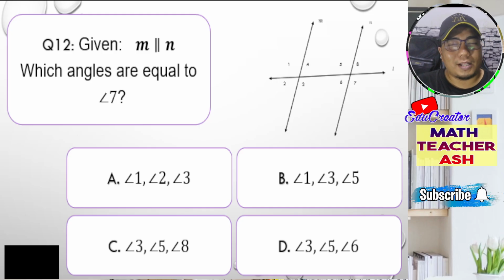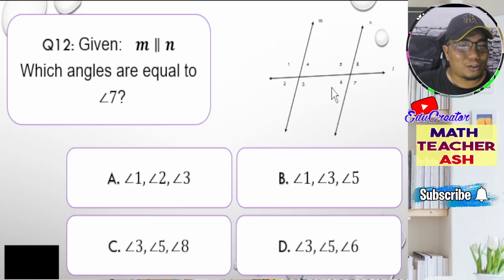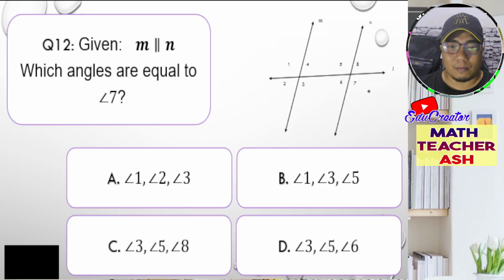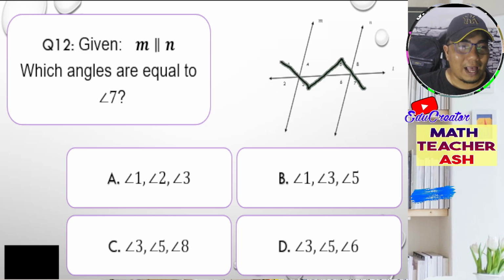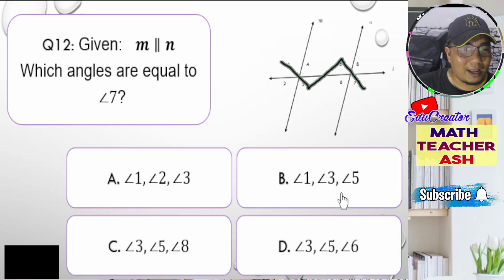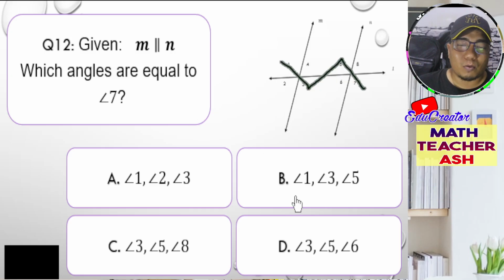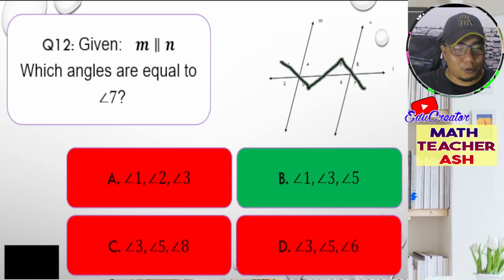Okay, my dear math learners, the technique here is very simple. What you need to do is just apply the zigzag motion. With your given angle 7, this is the way you will be doing this, my dear math learners. Let me just show you the way. The zigzag motion is like this. So what are those angles that touch this zigzag motion? We have 7, 5, 3, and 1. So the correct answer for this given question is letter B. All right, so we are correct, my dear math learners. I hope you got that one.